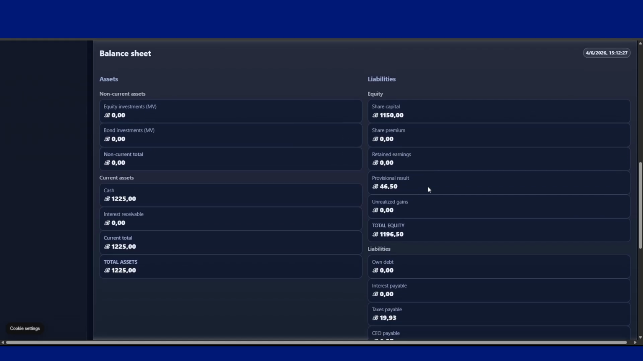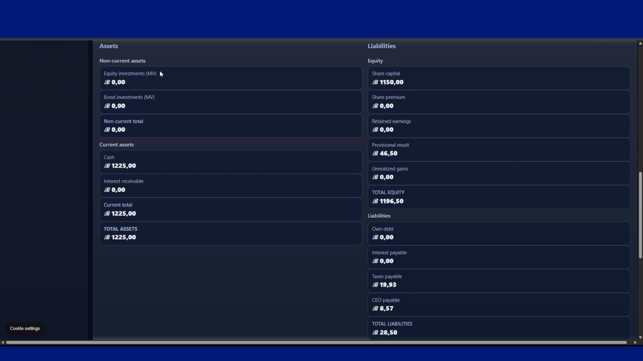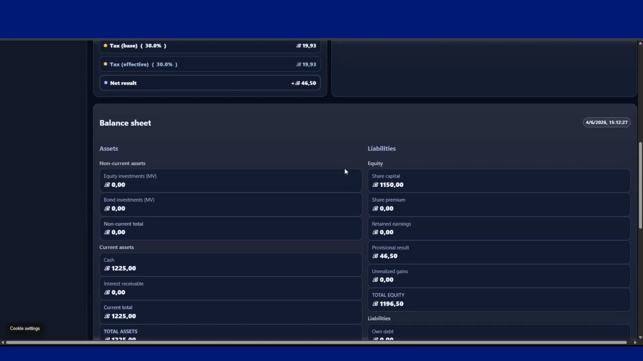These gains show how much your investments have increased or decreased in value since you bought them, even if you have not sold them yet. Finally, we have the debt and pending obligations section. Here, you will see the long-term debt issued by your own company. You will also see weekly interest payable, taxes, the CEO's salary, and other reserves that may be generated through advanced board actions.